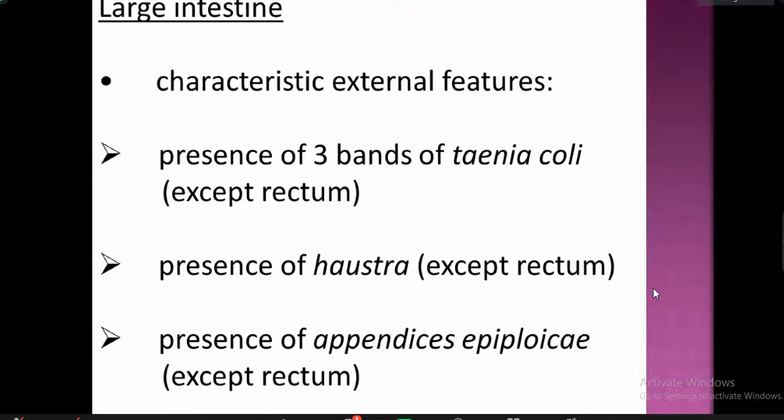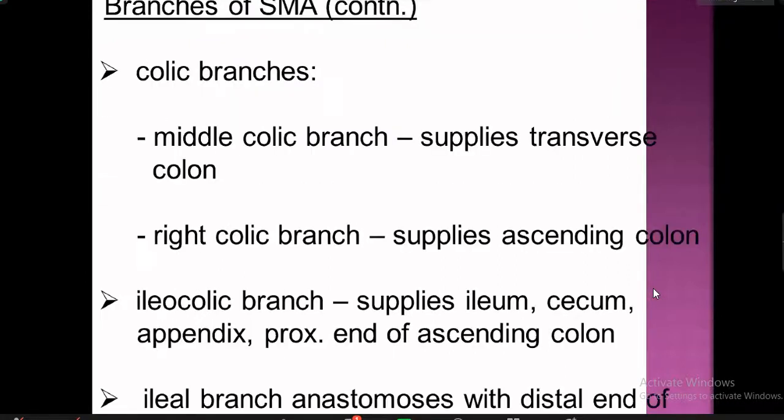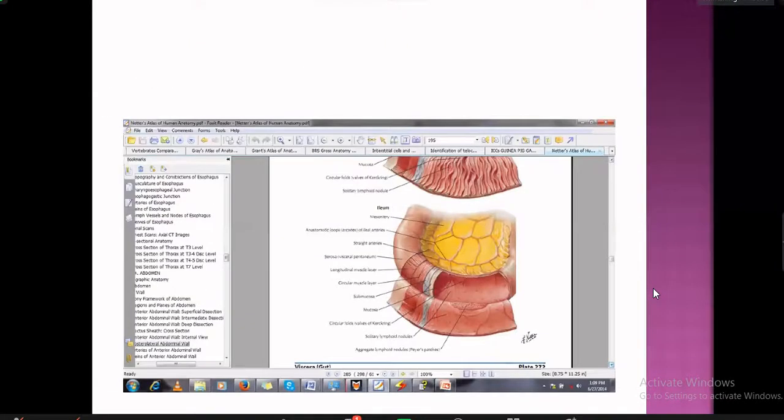Now let's talk about the large intestine. The large intestine has unique characteristics when you compare it to the small intestine. In the small intestine, the smooth muscles, longitudinal and circular muscles, are uniformly distributed, as you see in this slide here. The circular and longitudinal muscles are uniformly distributed, which makes the surface appearance smooth, uniform, and then the serosa is all looking nice.